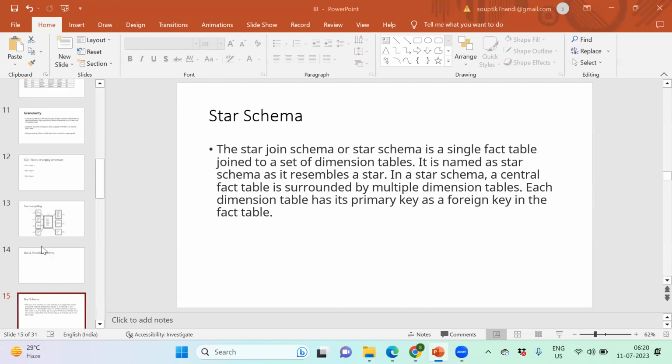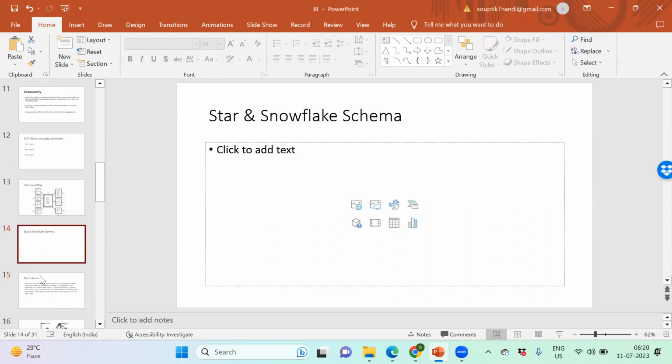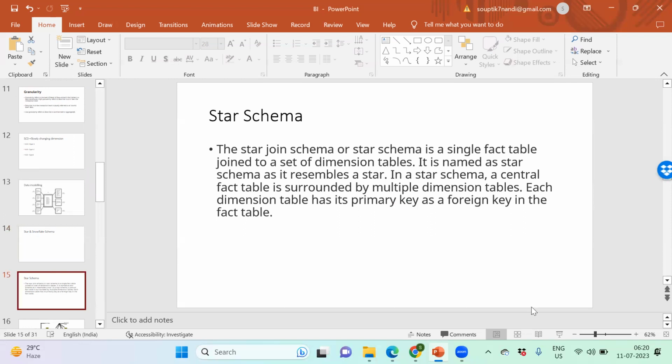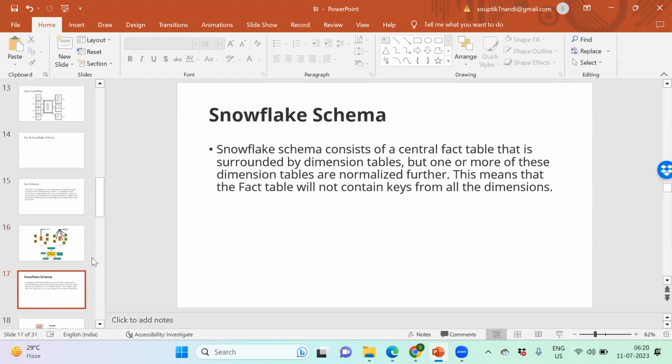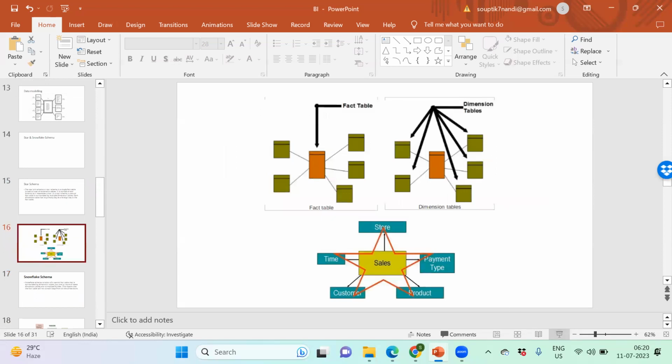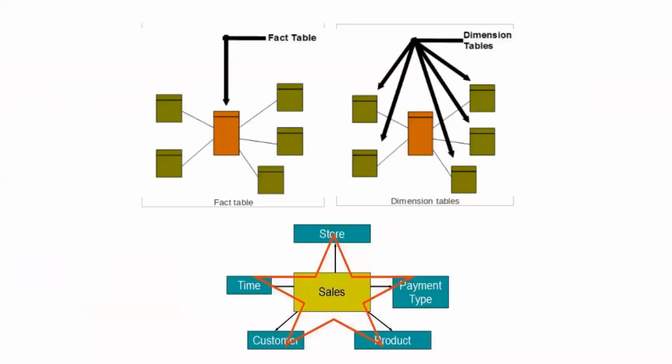What we are learning there is data modeling: star schema and snowflake schema. What is a star schema? It should look like this manner. Let me show you the diagram. In the star schema, you can see there is a single fact table and multiple dimensions. It should look like a star only. The central fact table is there, a single fact table, and multiple dimensions are surrounding it.